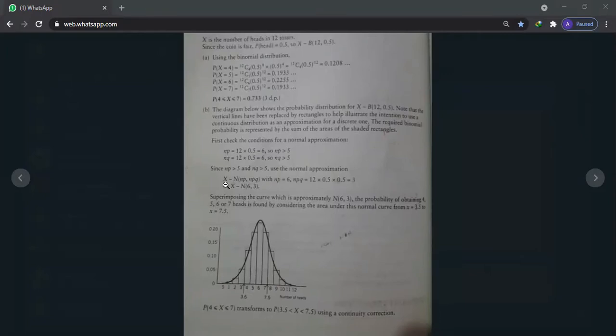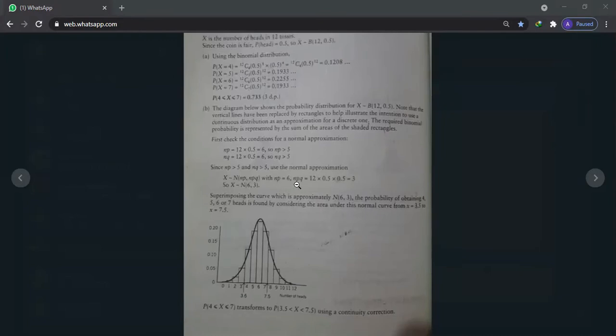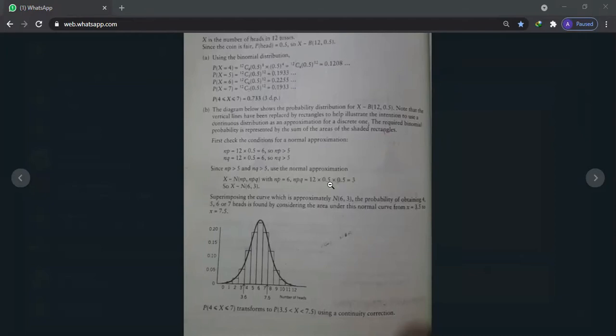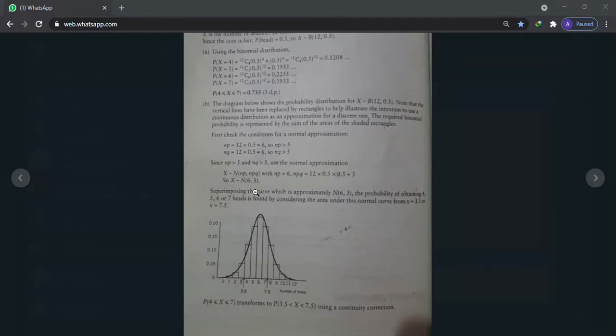In the normal distribution, the mean is NP and the variance is NPQ. So X is a normal distribution. We will write down NP in place of mu and NPQ in place of variance, where NP is equal to 6 and NPQ, with N is 12, P is 0.5, Q is 0.5, is 3. So X is a normal distribution with 6 comma 3.